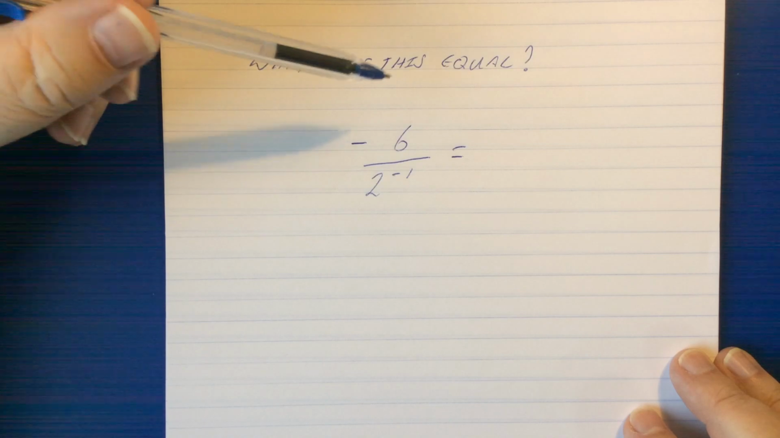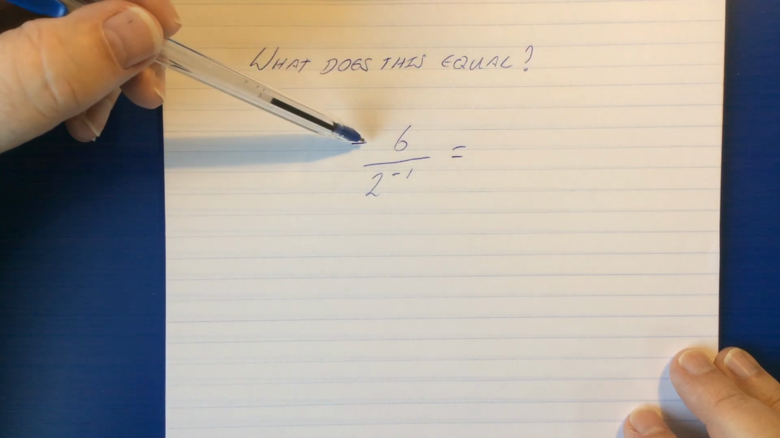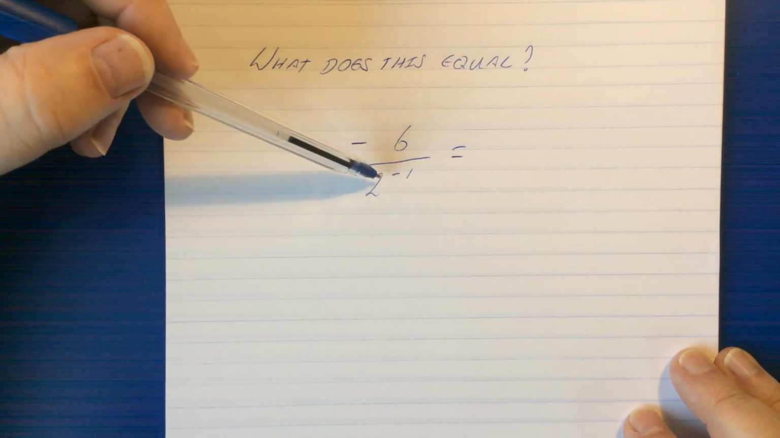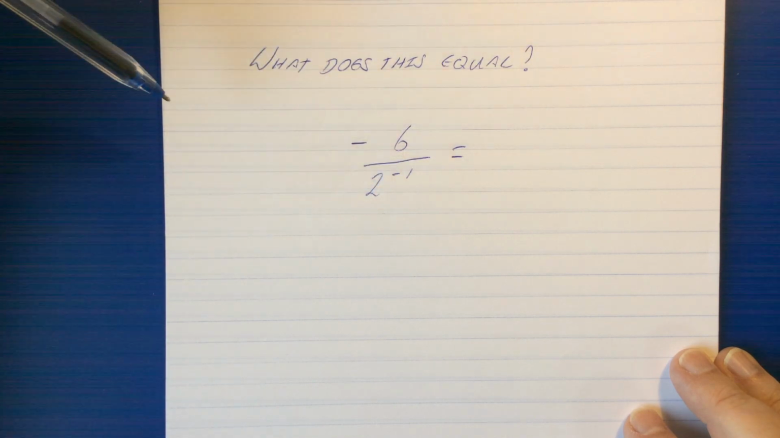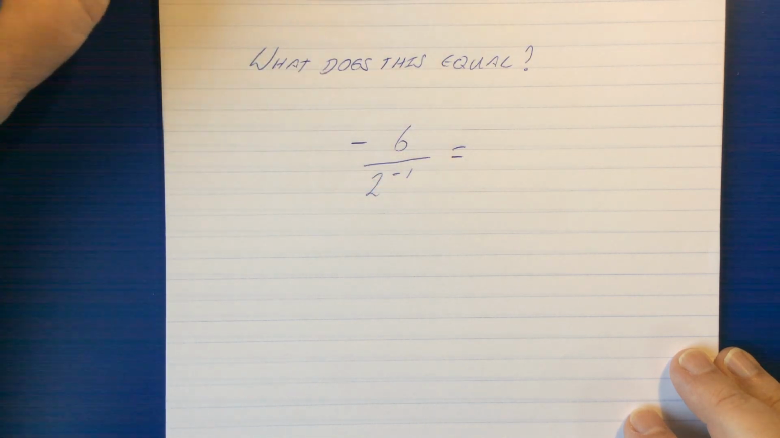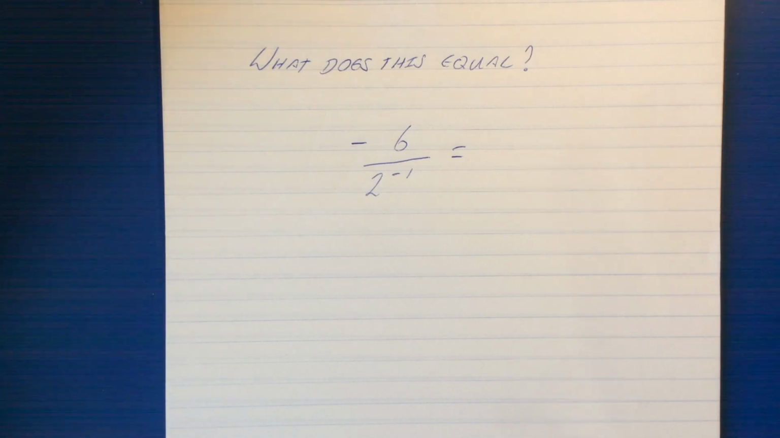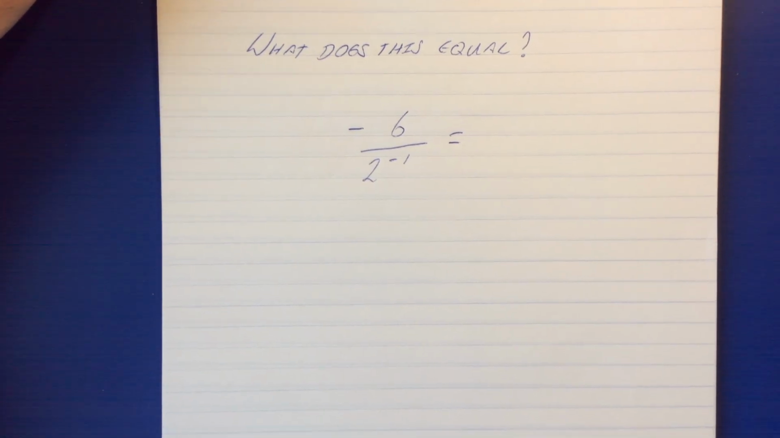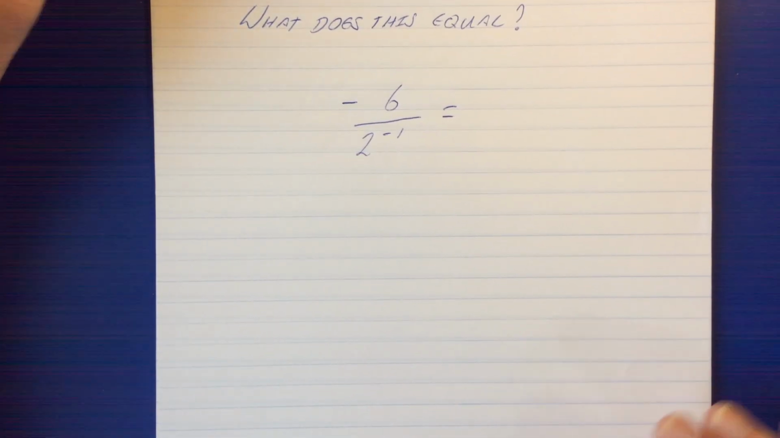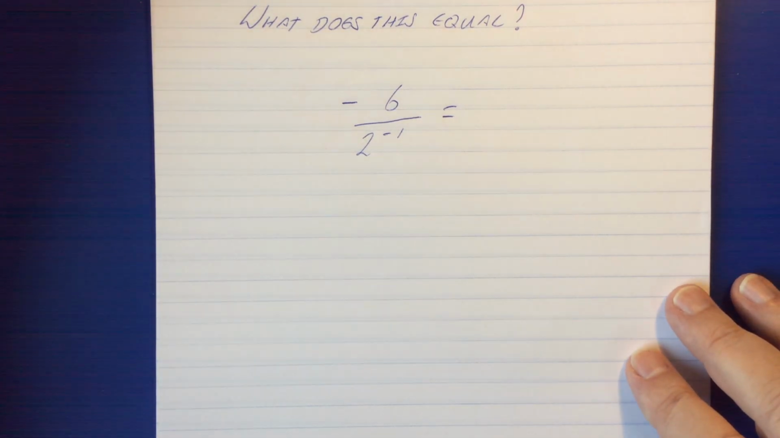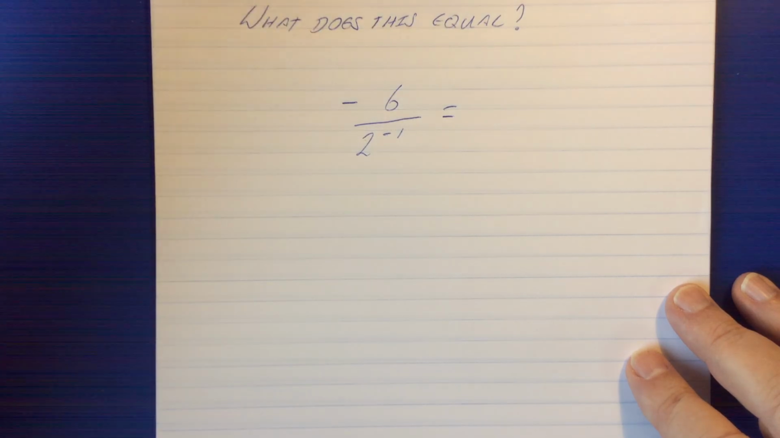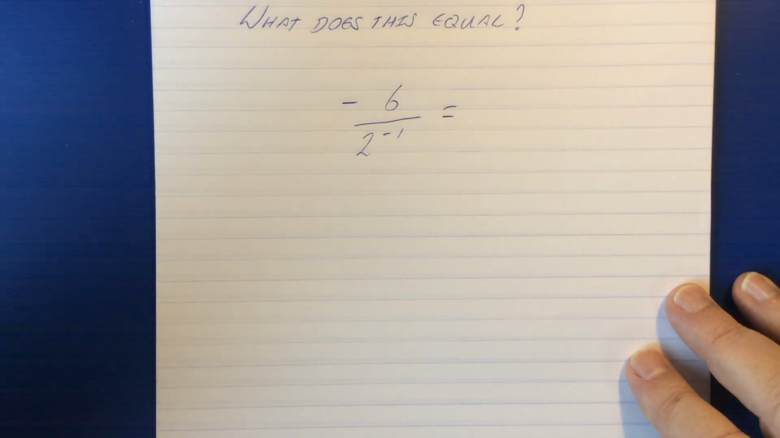Right, so what we have is negative 6 over 2 to the power of negative 1. Now, some of you who are comfortable with this sort of thing will just look at this and know the answer. This video is not for you, obviously. It's designed to help people come to terms with this. So let's have a look at what we've got.